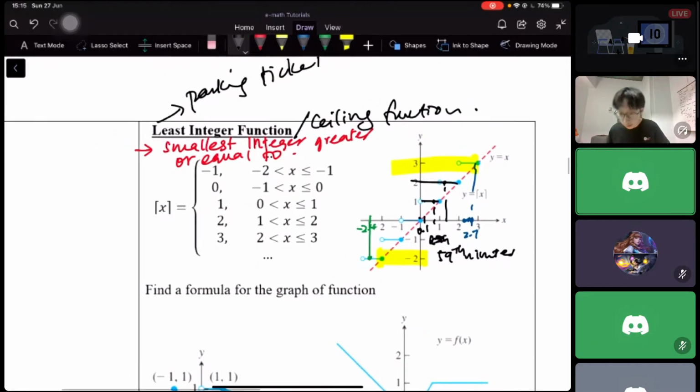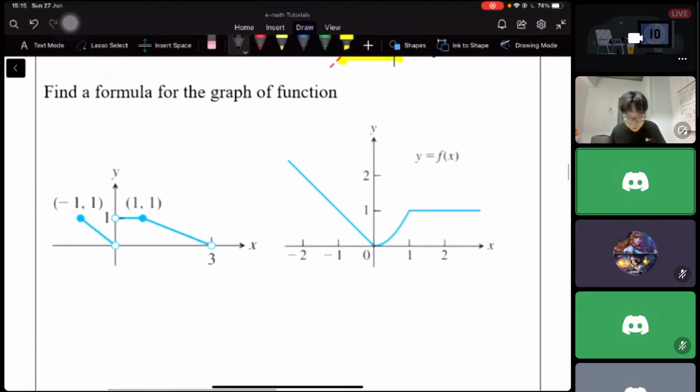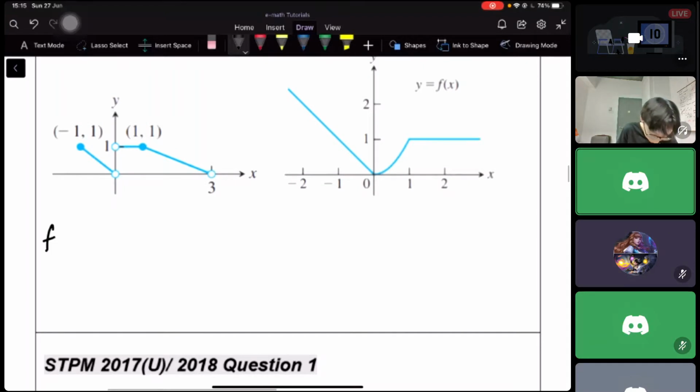Okay. So now we do a very simple exercise. We need to find a formula for the graph of a function, which means we define it differently on different parts of the domain. For this one, it's actually very easy. f(x) equals, you see that we actually have how many sections? 1 part, 2 parts, 3 parts. So we need to write 3 formulas, one for each of them.